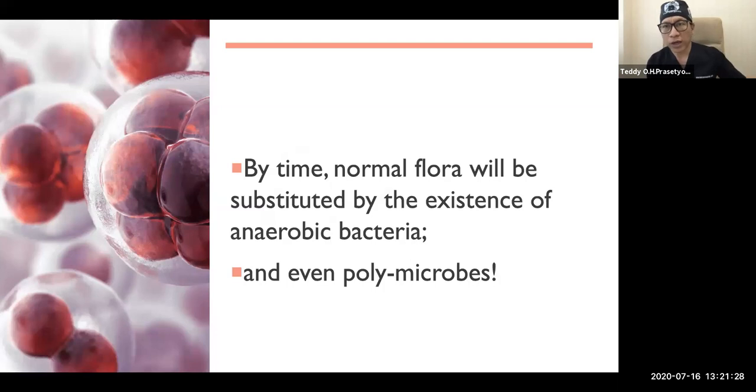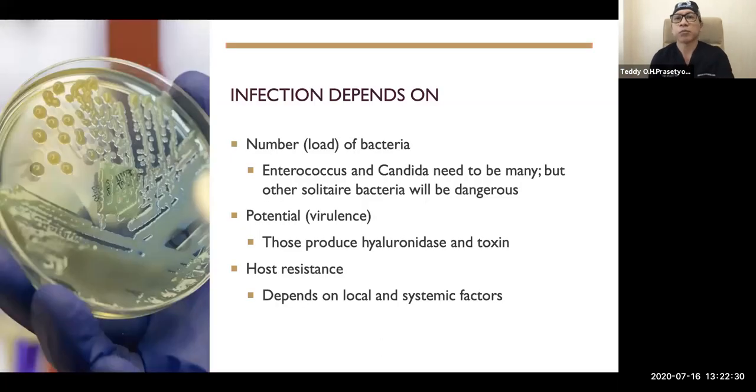By time, those normal flora that come beyond that 10^6 colony forming unit per gram tissue or per milliliter fluid from the wound will be substituted by the existence of anaerobic bacteria. Once again, by time. When you do not treat the infection at the very early stage, then the bacteria will be creating a party with more friends. They are not only the normal flora, but also the anaerobic bacteria. Then as time goes on, the party becomes worse because those party goers invite more microbes and it becomes polymicrobial, not a single type of microbe or bacteria, but multiple types of bacteria.